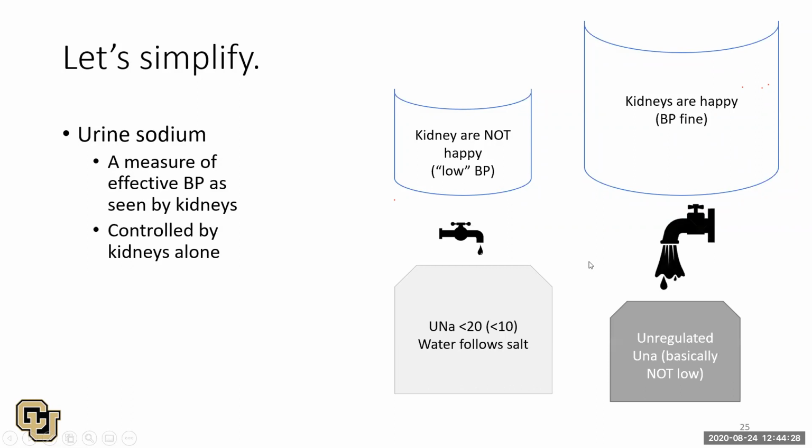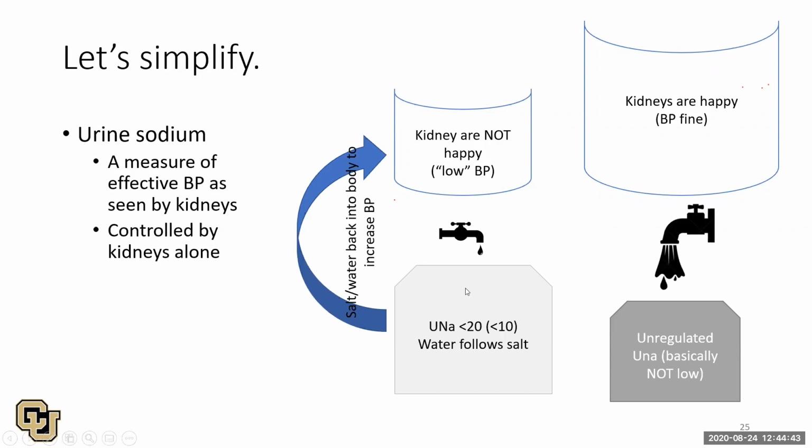Similarly, if the kidneys are happy, they don't really care. They're like, fine, I'm good. Sodium can go out of the body the way it comes in. It's going to be unregulated, and so essentially it can be any number. It just won't be low. And so remember, the reason it's low in any state where the kidneys are perceiving a low blood pressure is because it wants salt and water back into the body to increase your blood pressure. So urine osms are controlled by ADH. Urine sodium is controlled just by your kidneys.